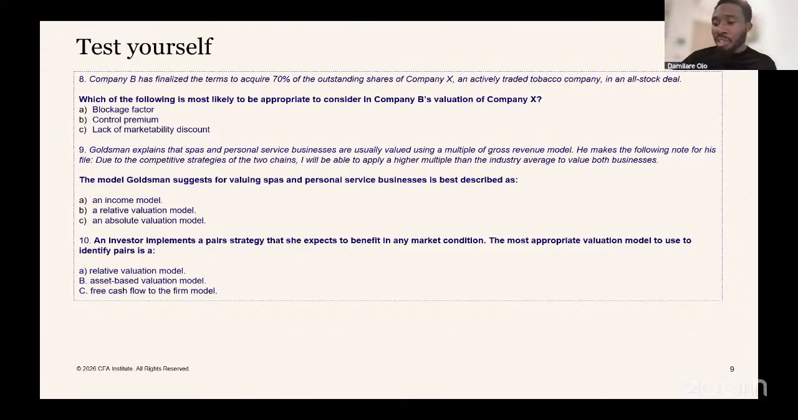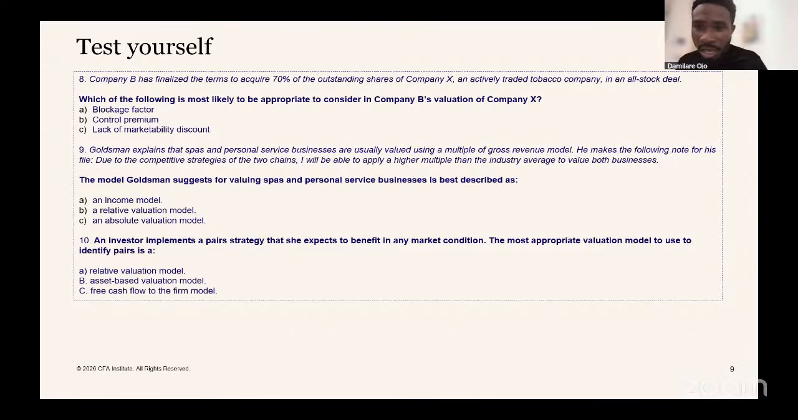Why would you use a higher multiple to value a particular company? It is when you believe that the company has some advantages over its competitors, over the industry. That is what he's saying here, that due to the competitive strategies of the two chains, I will be able to apply a higher multiple than the industry. So if you believe that a company has a competitive advantage over its peers in the industry, then you should be using a higher multiple. But again, if you are just looking at the current multiples of different companies and you have one that has a higher multiple than the other, you say that one is relatively overvalued. So there you are talking about relative valuation. I hope that's clear.